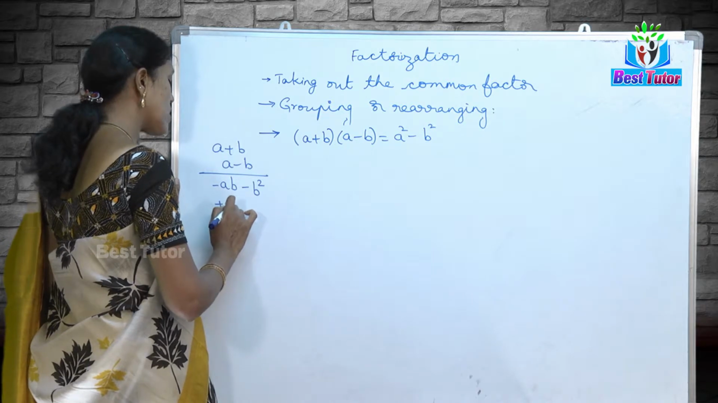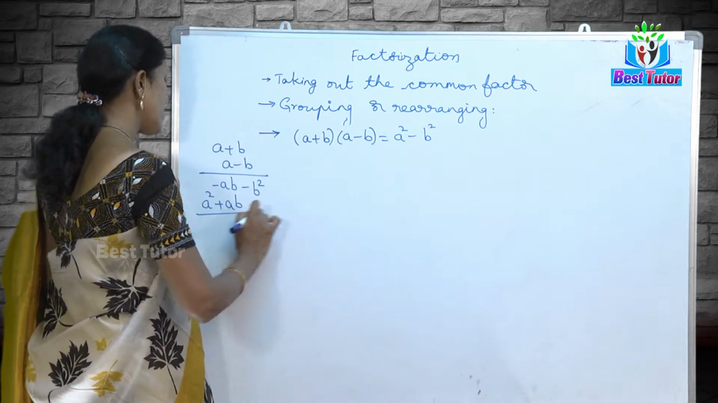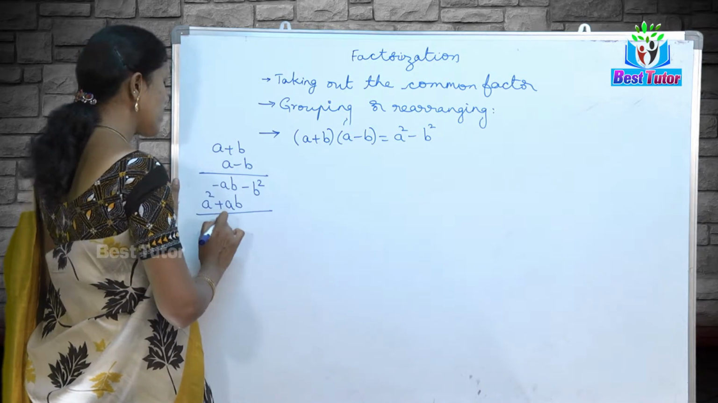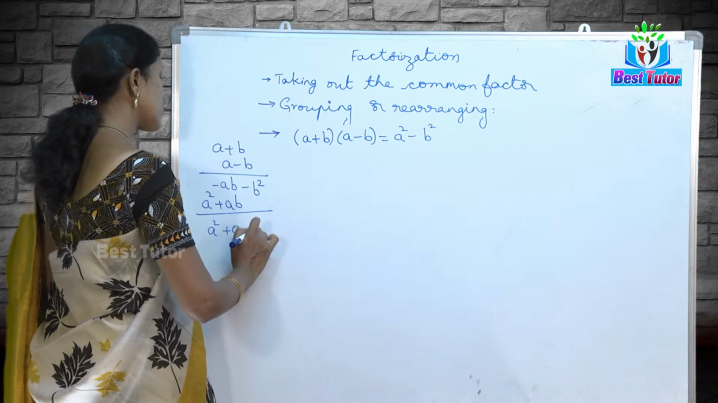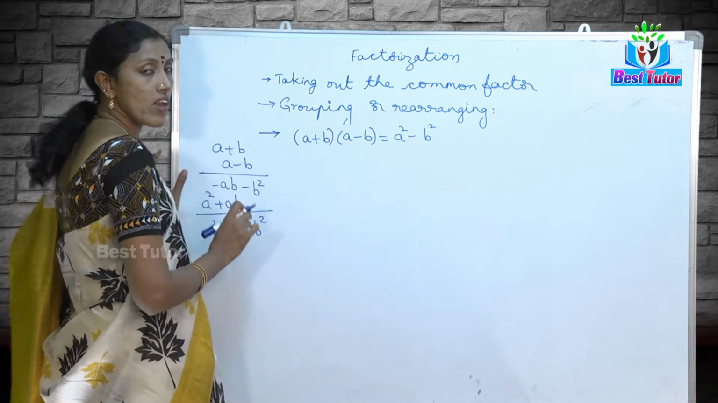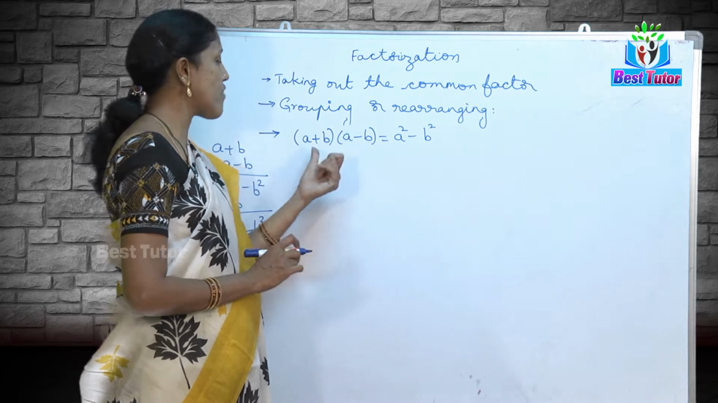Now I can write it down because these two are like terms. Plus a into plus a is a square. Right. A square plus ab minus ab gets cancelled. So 0 minus b square. So a plus b into a minus b is a square minus b square. This is the expansion. The other way is going to be factorization.